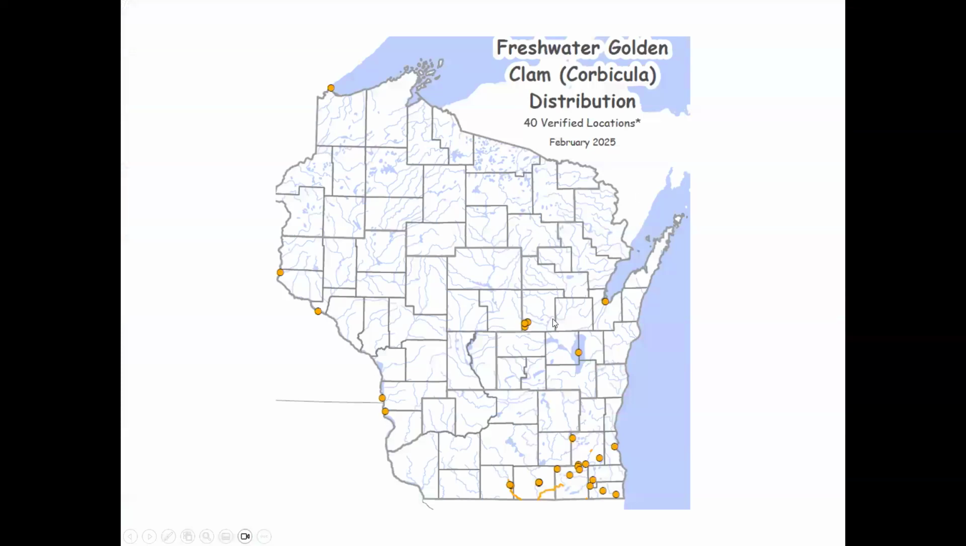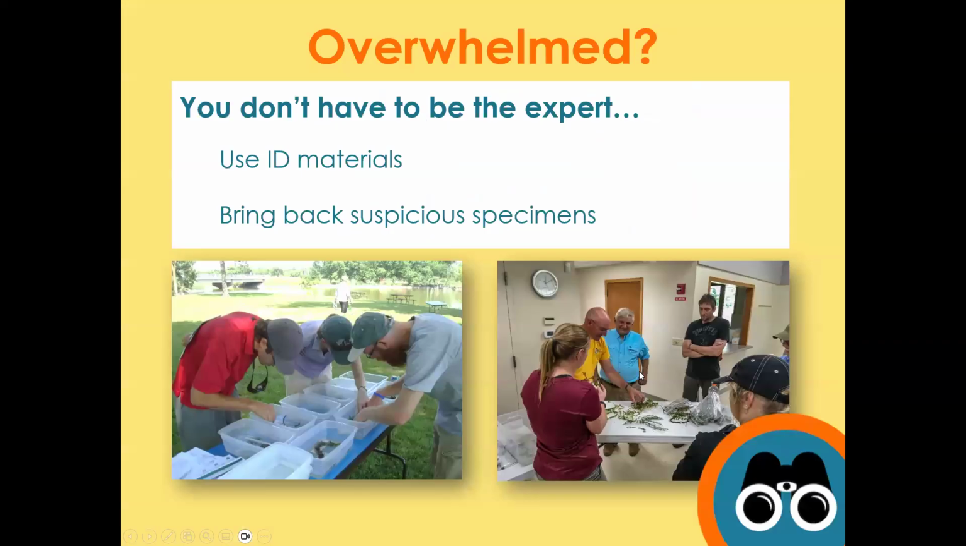And distribution of freshwater golden clams in Wisconsin, it's pretty minimal again, and we'd like to keep it that way. So again, no overwhelm when it comes to any of this. You're not expected to be the expert. That's what your site leader is there for. We're gonna supply, again, identification guides for your reference. Your job is basically to just bring back anything suspicious that you find, take pictures, and the site leader is gonna help you identify it at the end.